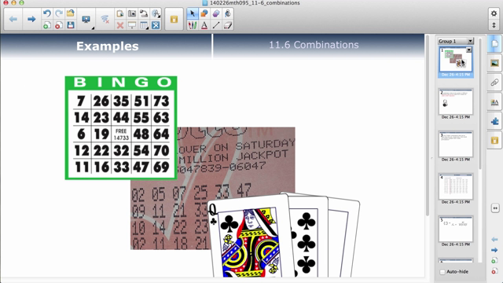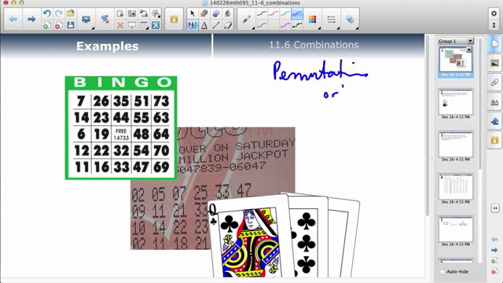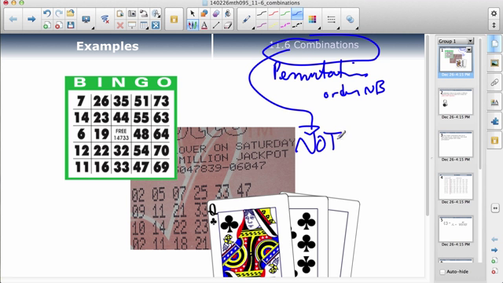Okay, wanted to talk a little bit about combinations. So in the last section we looked at permutations, and we found that permutations were arrangements where order was important. In the case of combinations, they're similar to permutations, so we're looking for how many ways of doing something, but in combinations, order is not important. So don't worry about order in combinations.